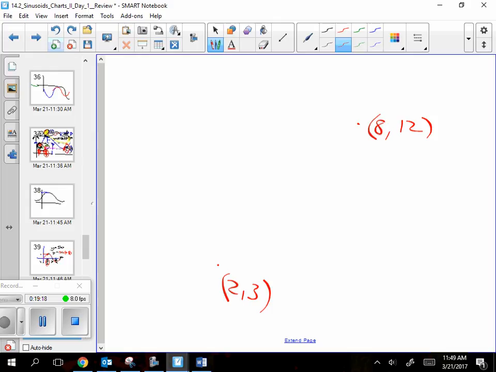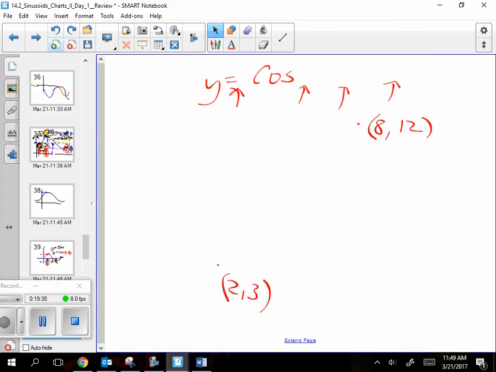Remember I said always use cosine. And then you'll be able to do what we just talked about and put in a shift. You need to tell me what's the A, what's the B, what's the C, which is the shift, and what's the D. All right, give it a shot. You got a partner and a brain. Use them.